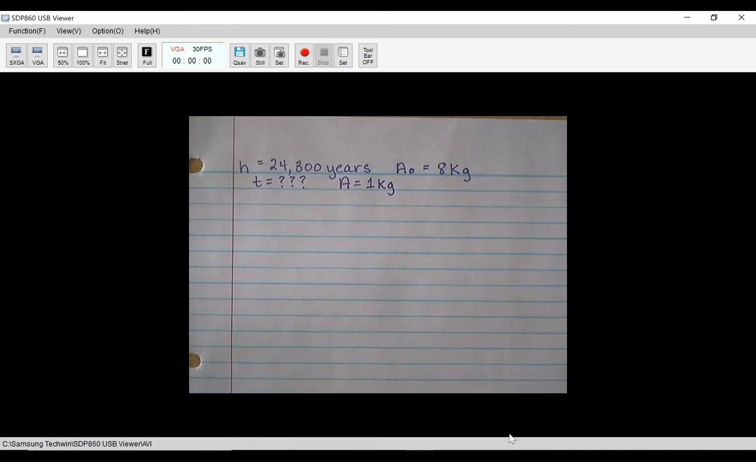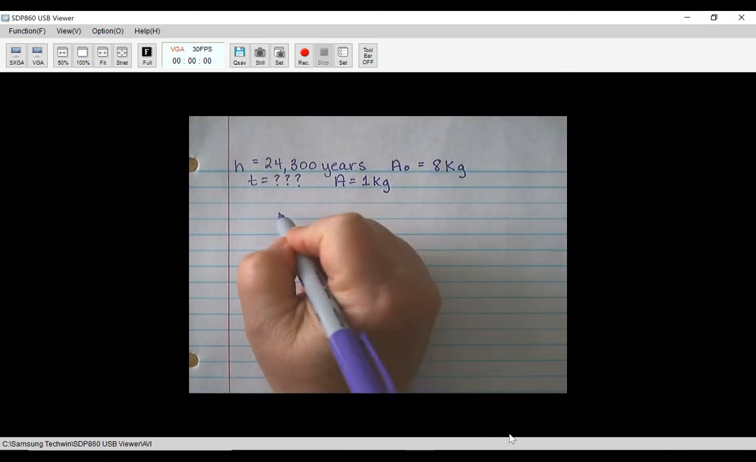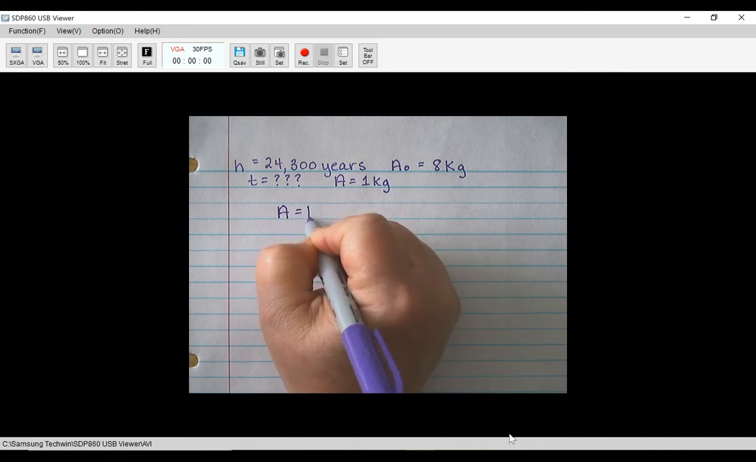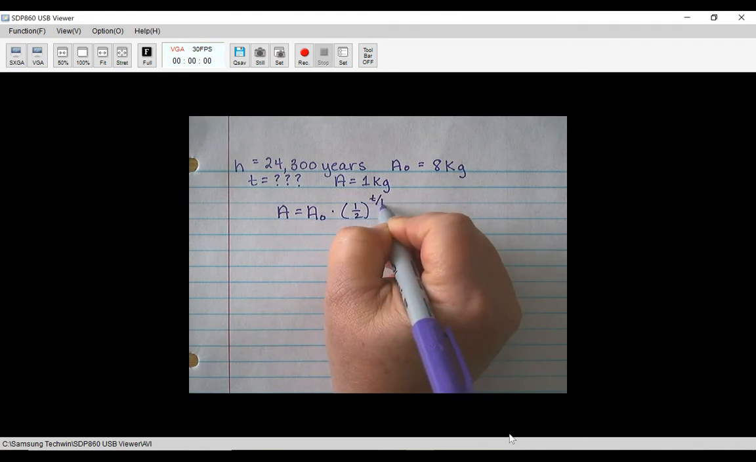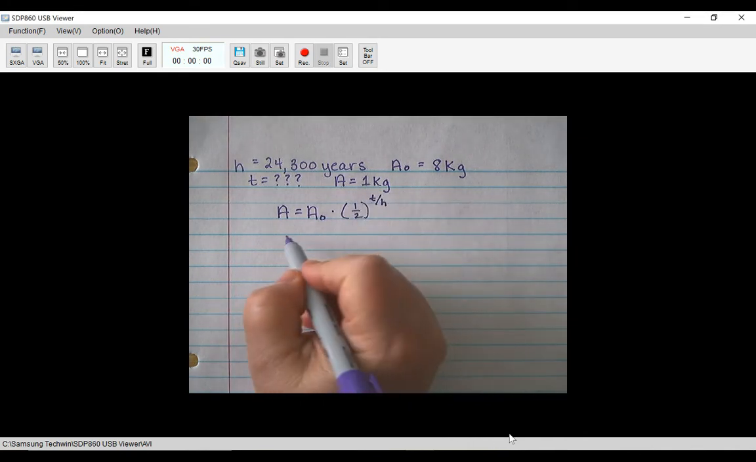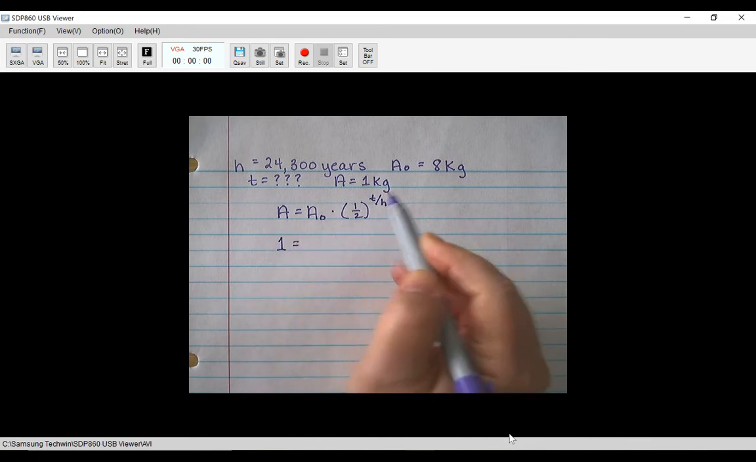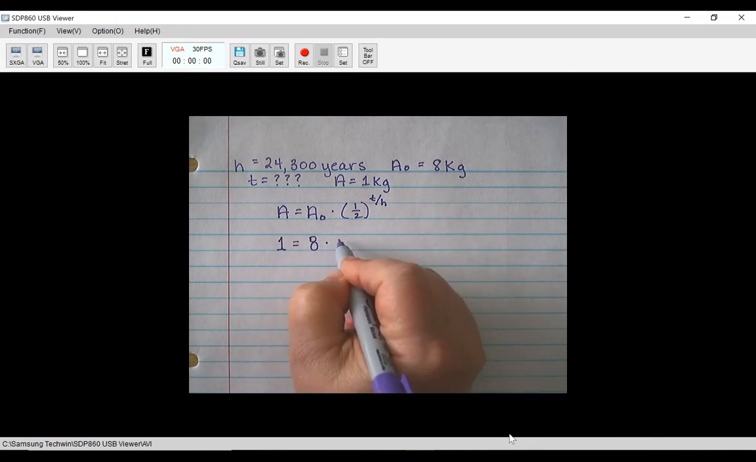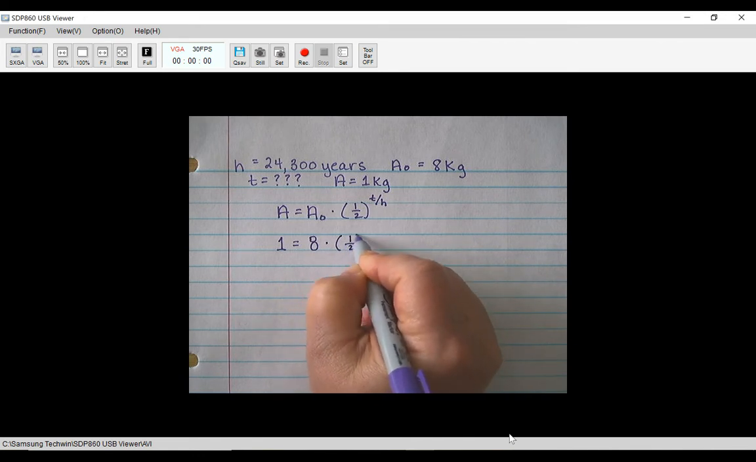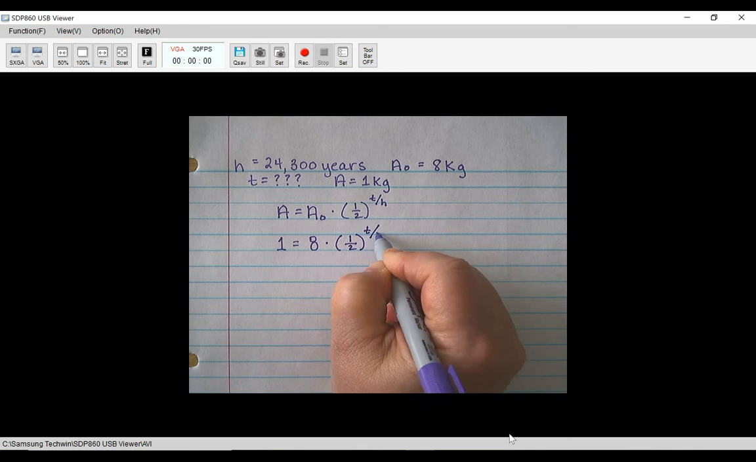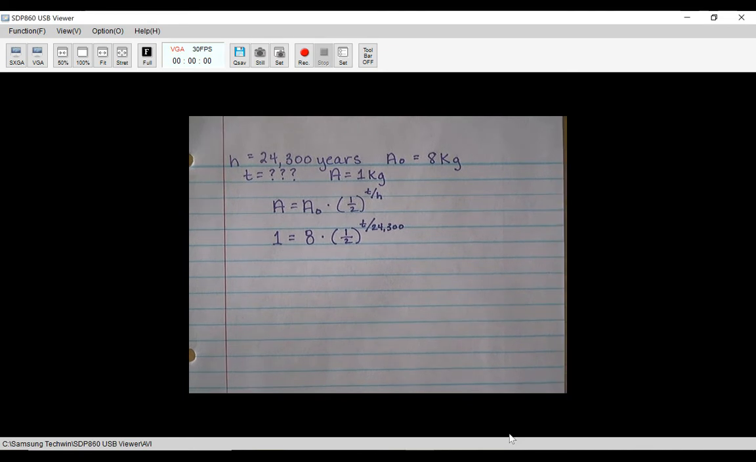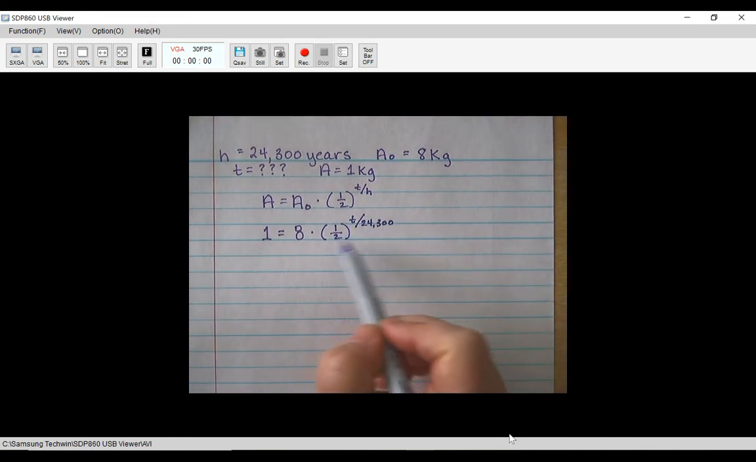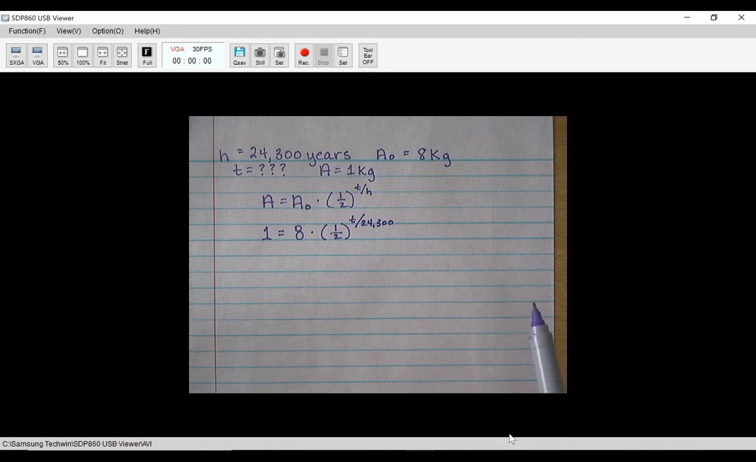All right, let's just concentrate on this for just a moment. Now let's suppose that you entered this into the formula. A equals A sub 0 times 1/2 to the T divided by H. So your final amount is 1. Your original amount is 8. 1/2. T is what you don't know, and half-life is 24,300. You can see that you're solving for T. That would kind of be difficult using this formula.